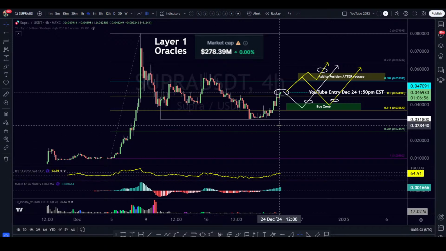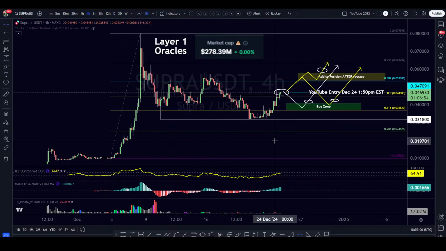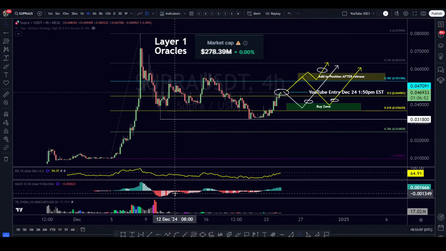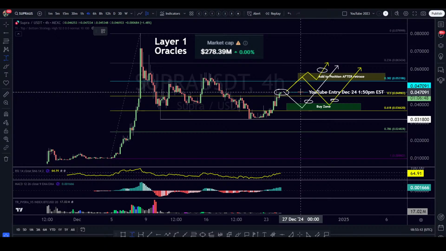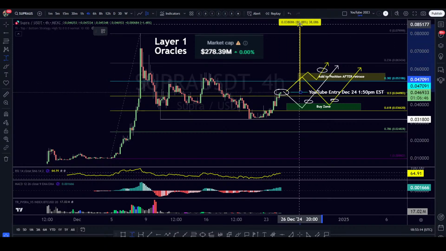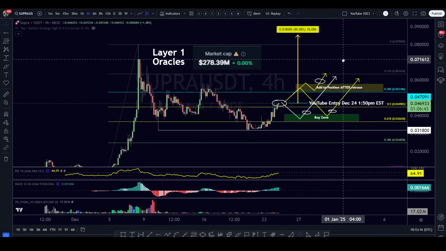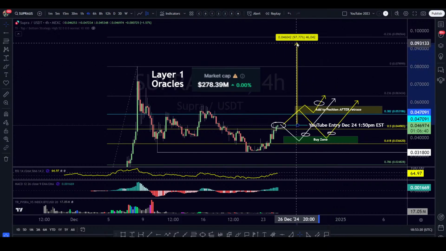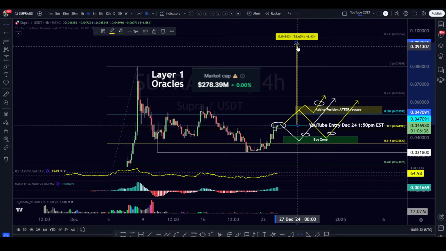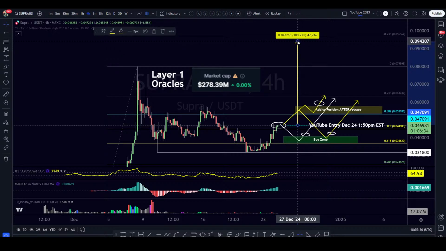Okay. Let's see here. Now, as far as the target goes, first target, shoot, man. Way up here. Like I said, I'm holding this bad boy for about 3 or 4 months.